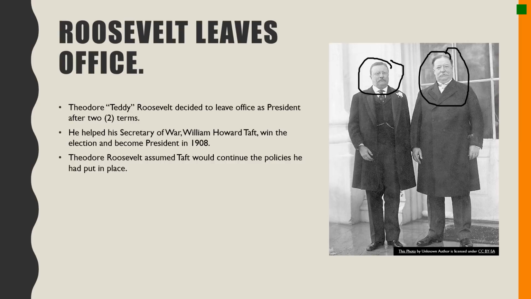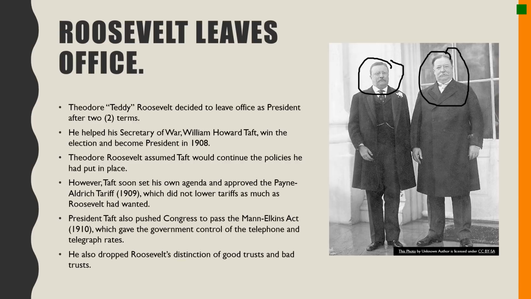Theodore Roosevelt does assume that Taft will continue the policies that he had put in place. However, Taft is soon going to set his own agenda and approve the Payne-Aldrich tariff, which did not lower tariffs or taxes on foreign goods as much as Roosevelt had wanted. President Taft also pushed Congress to pass the Mann-Elkins Act, which gave the government control of the telephone and telegraph rates, and he also dropped Roosevelt's distinction of what was a good trust and what was a bad trust.